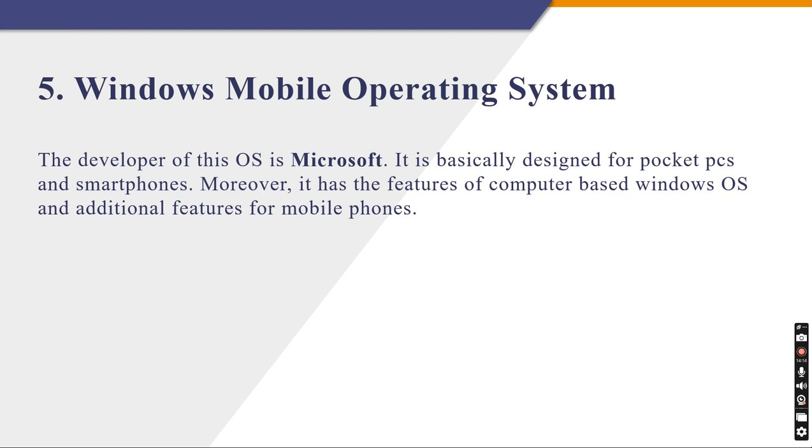Next, the fifth type of mobile operating system is the Windows mobile operating system. It is simple like your operating system. The developer of this operating system is Microsoft. Microsoft developed the Windows operating system.